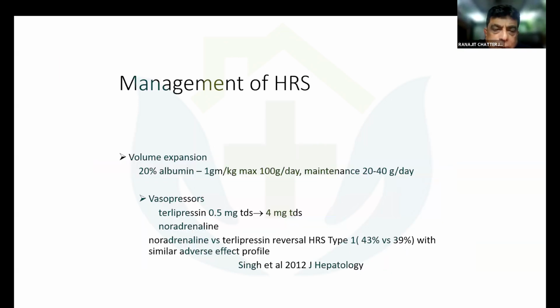And obviously, you know the treatment is volume expansion, 20% albumin followed by vasopressors, either terlipressin or noradrenaline. Question might come, which one is better? It has been found both of them are equally effective.